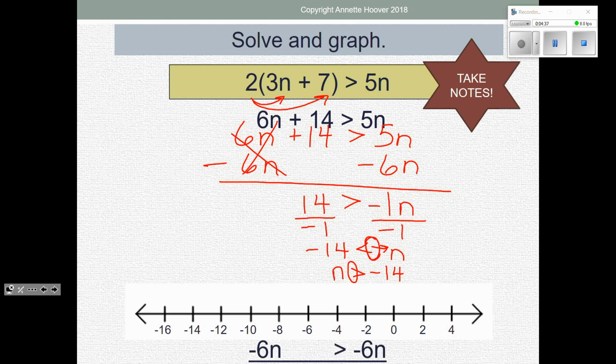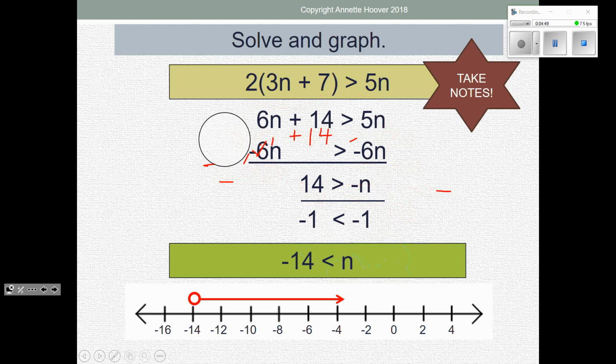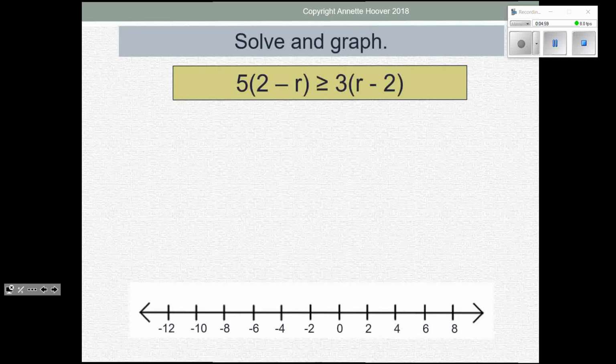So then, of course, we go down here to our number line. We put a circle dot on negative 14, and it is greater than that. It always helps to have the variable on the left side of the equation. That way it shows you the direction that the arrow is going.